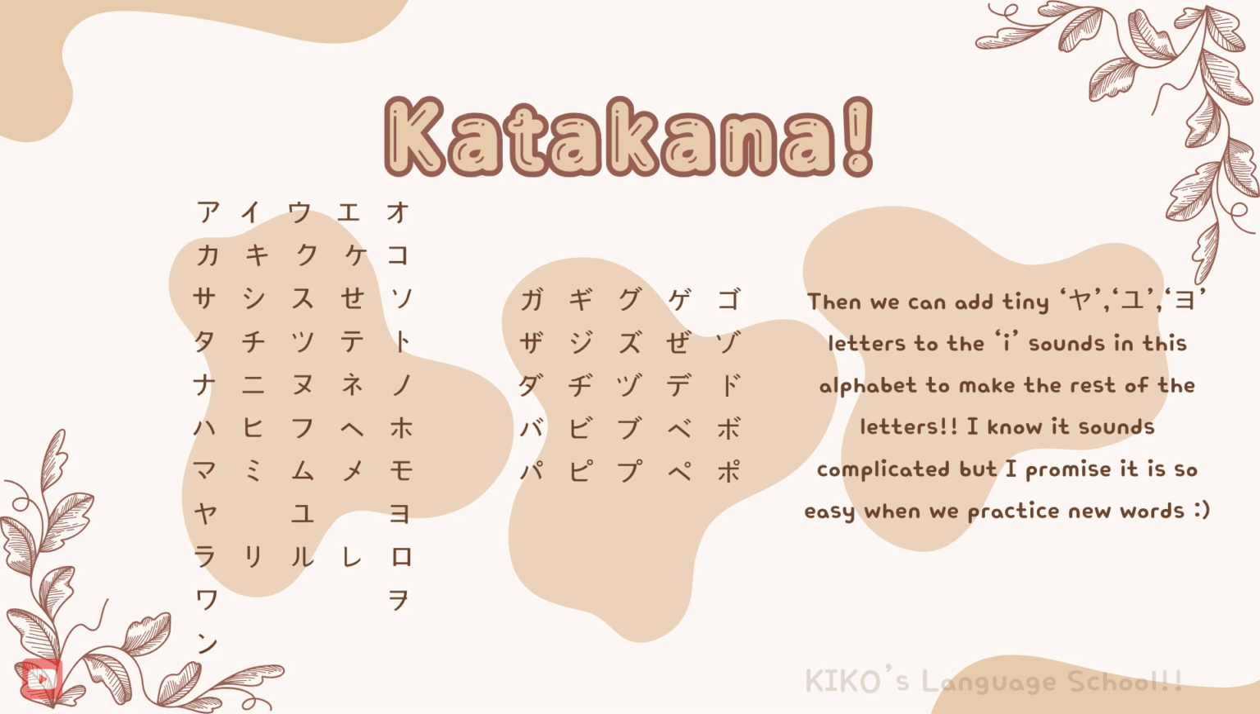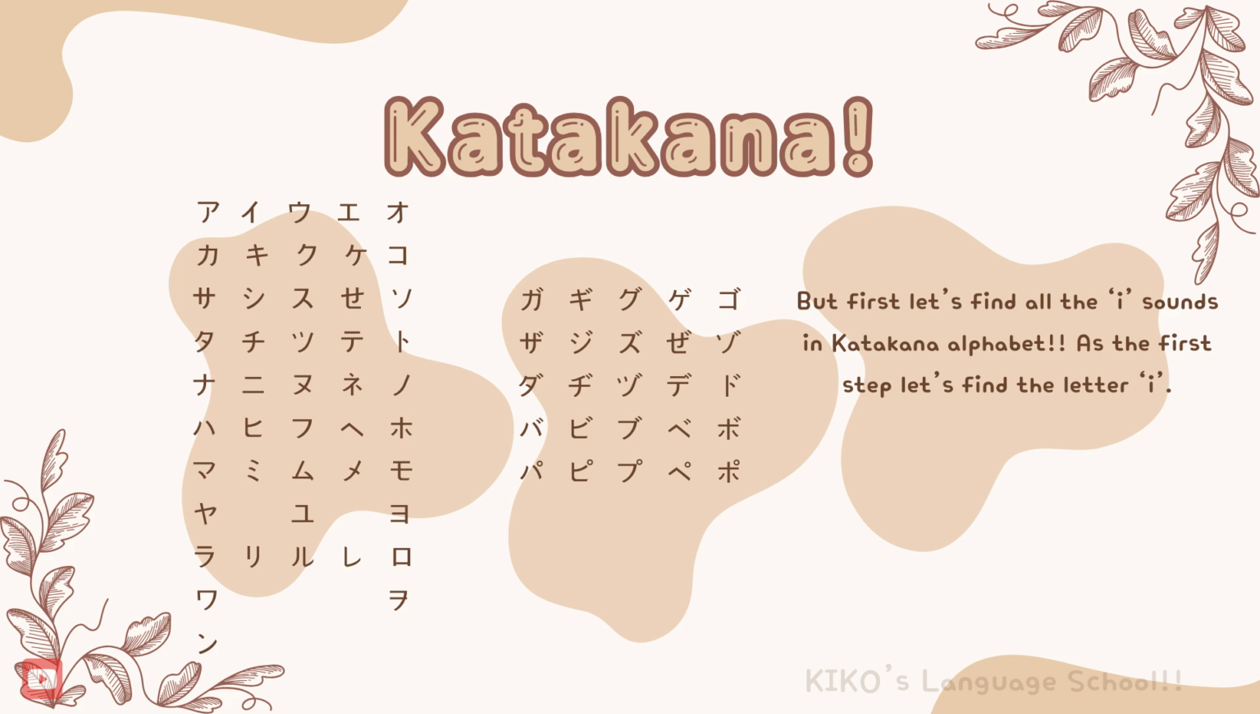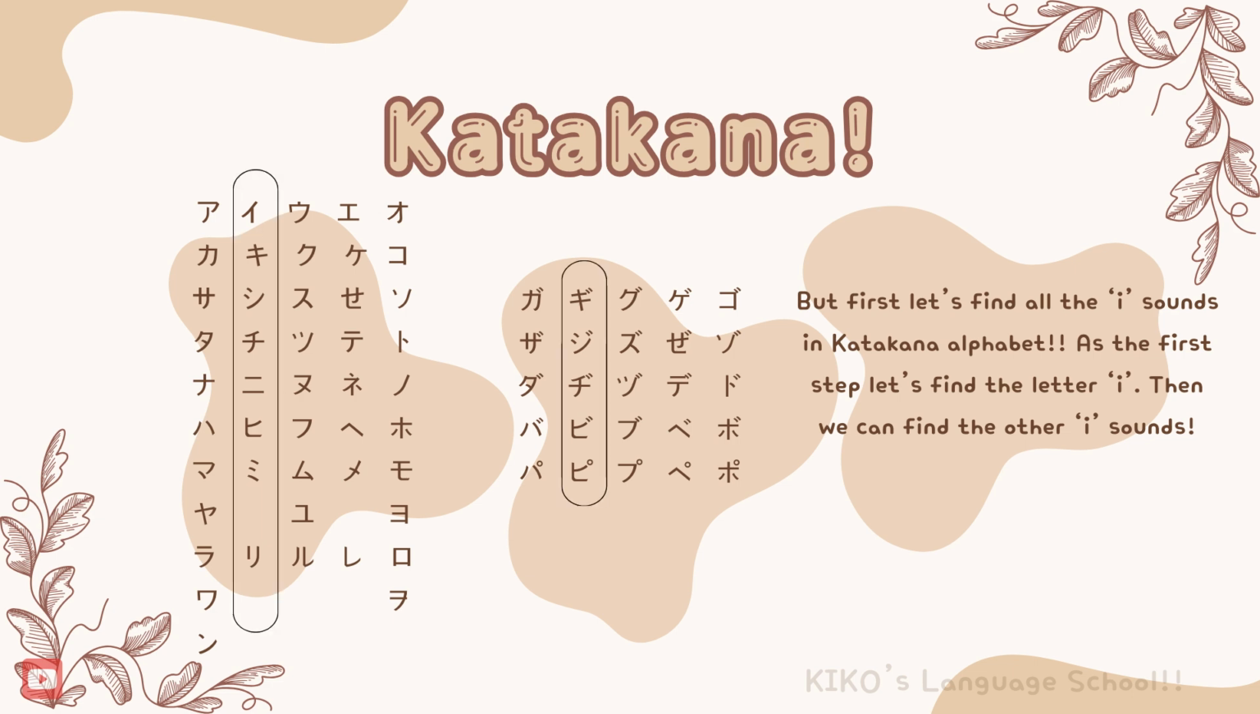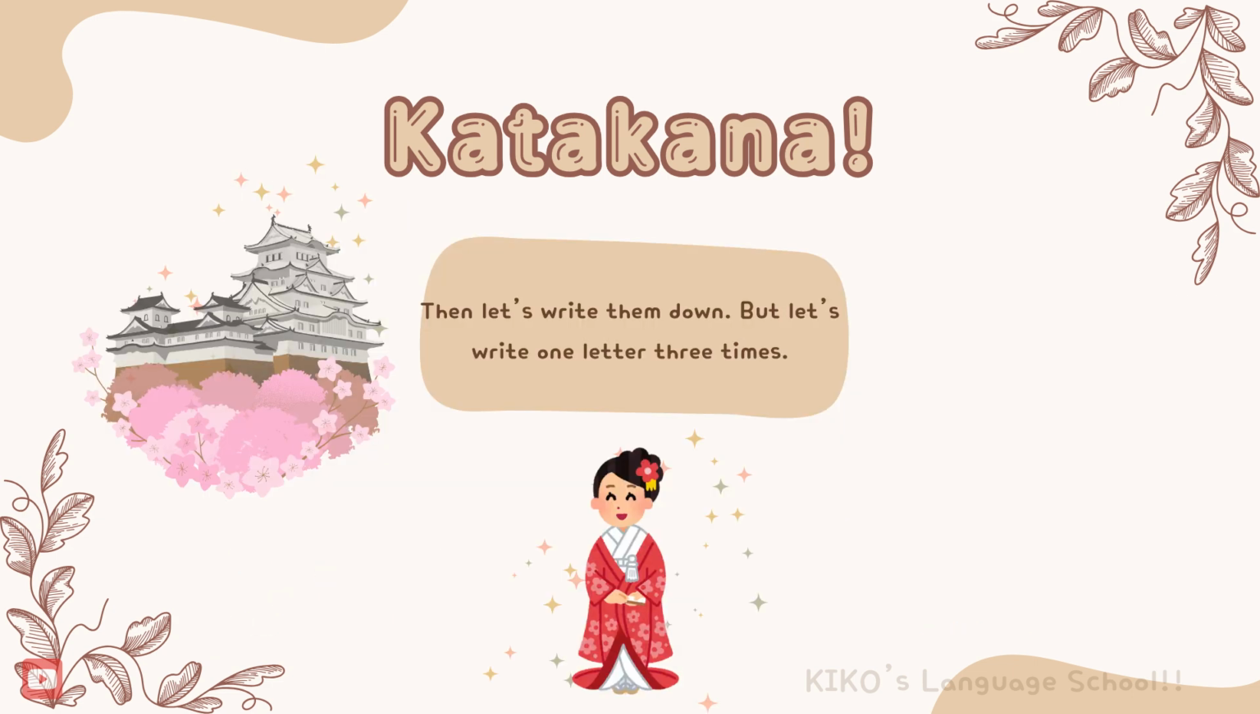Then we can add tiny ya, yu, yo letters to the I sounds in this alphabet to make the rest of the letters. I know it sounds complicated, but I promise it is so easy when we practice new words. But first, let's find all the I sounds in katakana alphabet. As the first step, let's find the letter I. Then we can find the other I sounds. Then let's write them down.